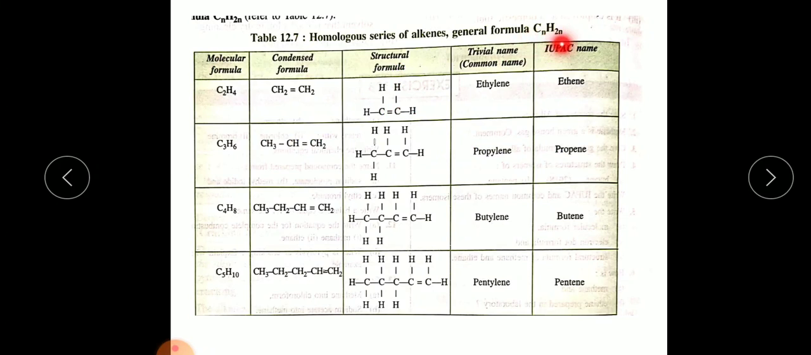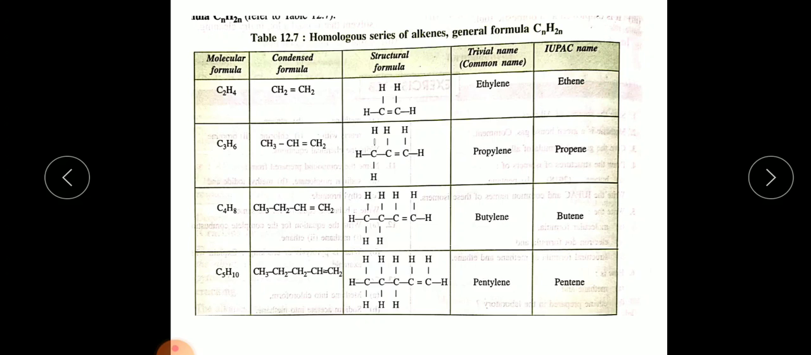The general formula is CnH2n, and with n equals 1, alkene is not possible because it should have two carbon atoms, so we put the value of n equals 2. When you put n equals 2, it becomes C2H2×2, that is C2H4. Since there are two carbon atoms, the name is ethene. Why "ene"? We have written "ene" because it has a double bond. For a single bond "ane", for a triple bond "yne".